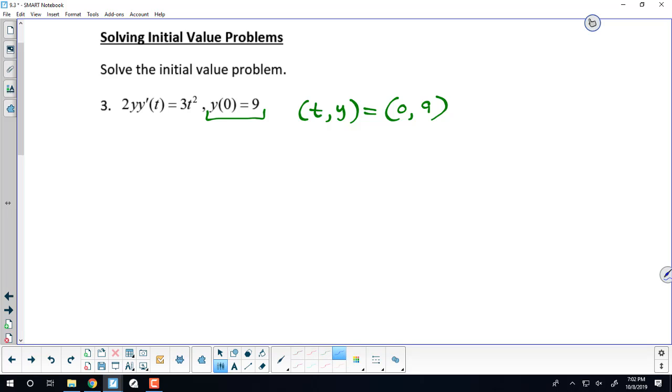Do we need to separate? Nope, it's actually already separated for us. So we're just going to integrate both sides with respect to t.